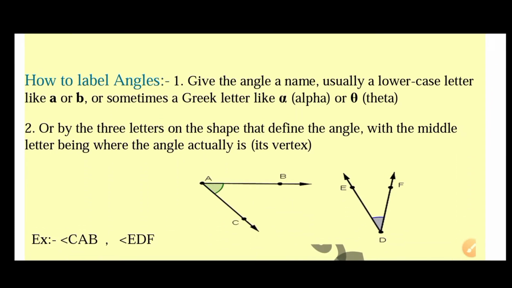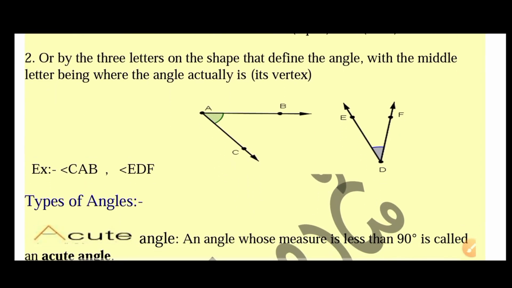How to label angles. 1. Give the angle a name, usually a lowercase letter like R or B, or sometimes a Greek letter like alpha or theta. 2. Or by the three letters on the shape that define the angle, with the middle letter being where the angle actually is, its vertex. Angle EDF.